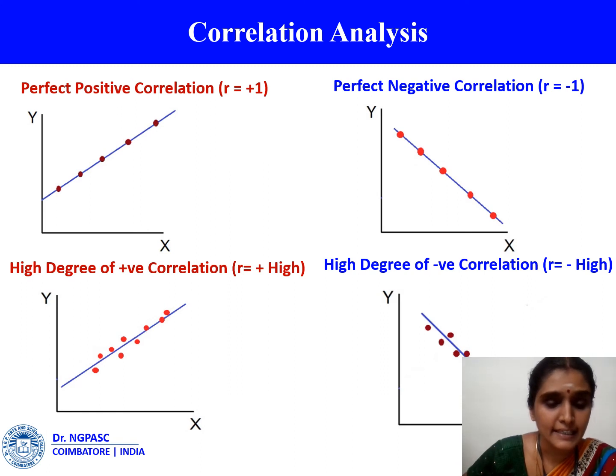In the third diagram, not all the points lie on the straight line, but the points are very near to the straight line, and this line represents x is equal to y. So high degree positive correlation.